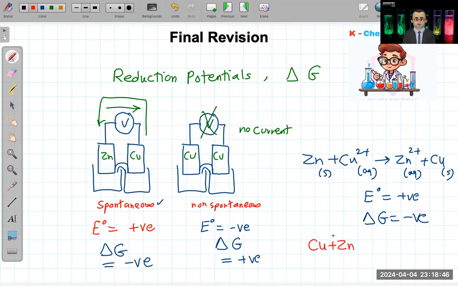If you try to do the opposite, if you put copper metal and zinc ions, this is not going to happen. So zinc 2 plus plus copper. We know it's not going to happen, because E node here will be negative and delta G is going to be positive. And we know that the copper cannot displace the zinc because copper is less reactive. When we come to electrochemistry, we will be able to do this with more explanation, and we will also get more examples relating these two chapters to each other.